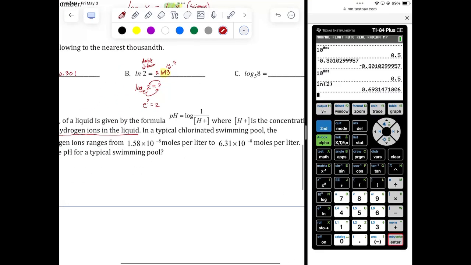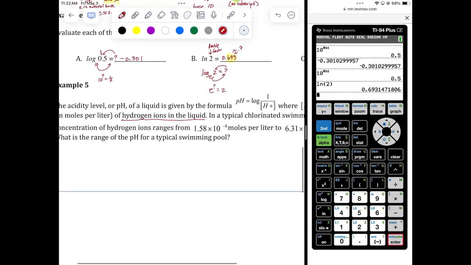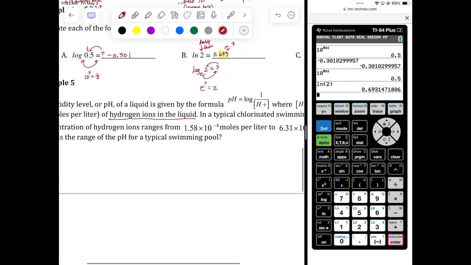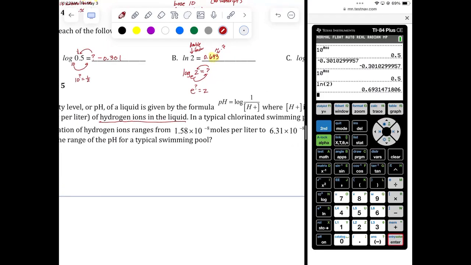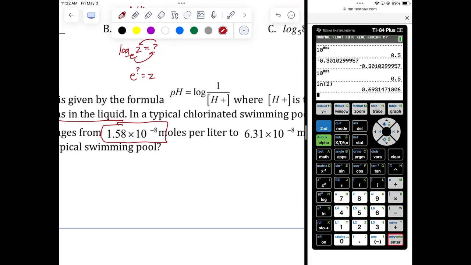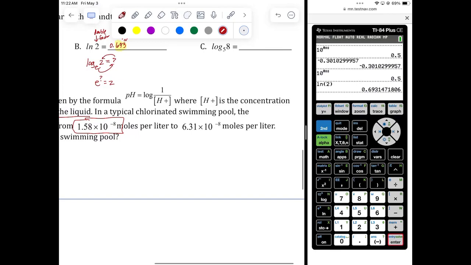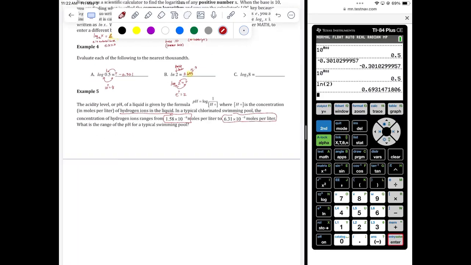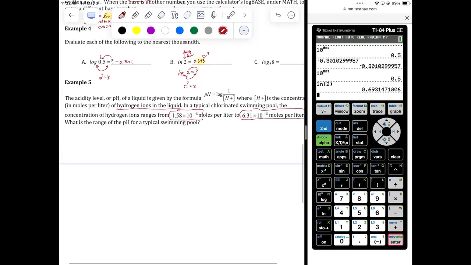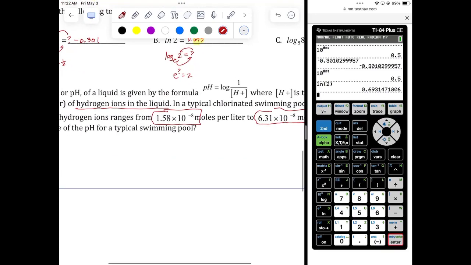All right? In a typical chlorinated swimming pool, the concentration of hydrogen ions ranges from 1.58 times 10 to the negative 8, there's scientific notation, moles per liter, all the way up to 6.31 moles per liter. What is the range for the pH in a typical swimming pool? Okay, so here's what we're going to say. The pH level is going to be between the following, okay?